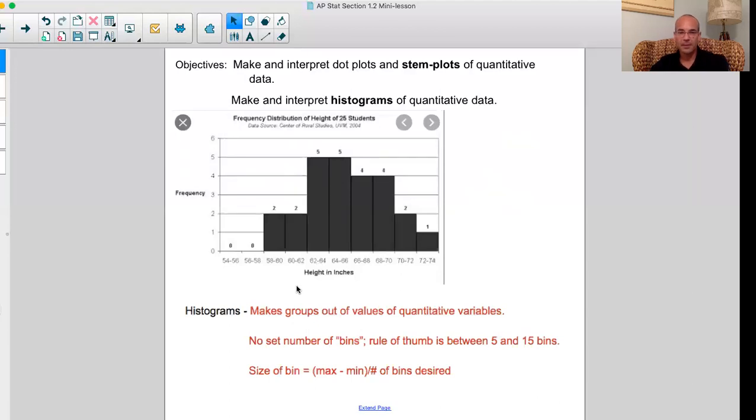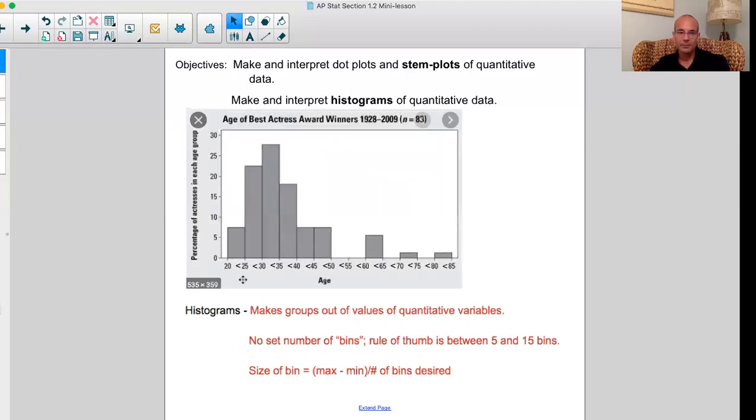But histograms try to make groups out of values and ranges of quantitative variables. There's no set number of bins, same thing. Try to go between 5 and 15, they said. And then the way you find the size of a bin is you take your highest value in your list, you subtract your lowest value, and you divide by the number of bins that you're looking for. This is a really, really nice way to show your ranges.